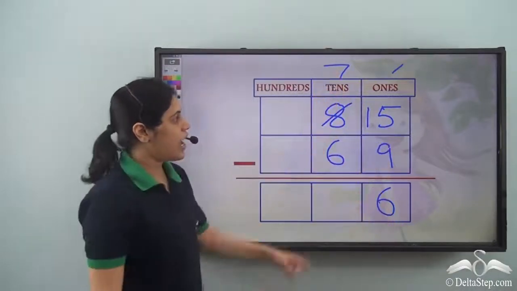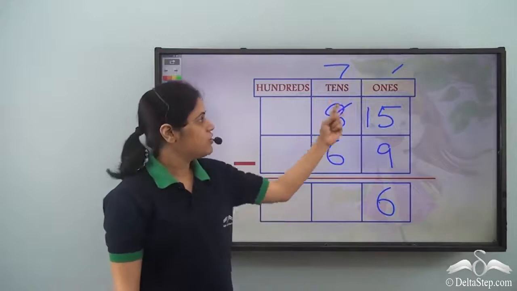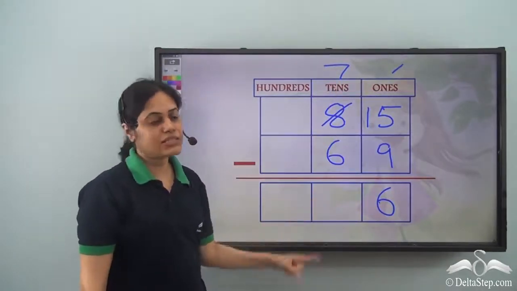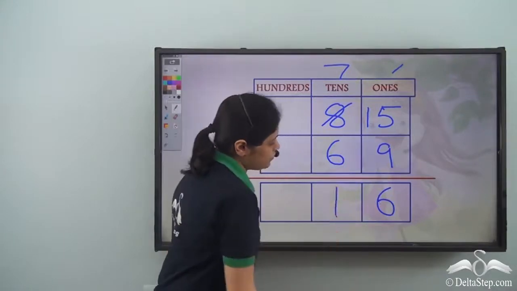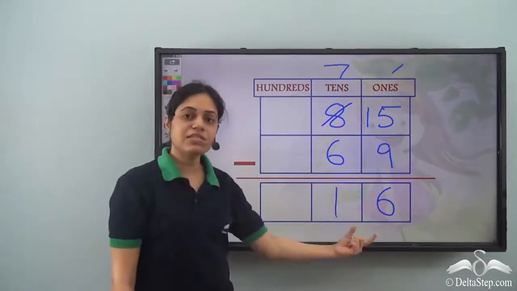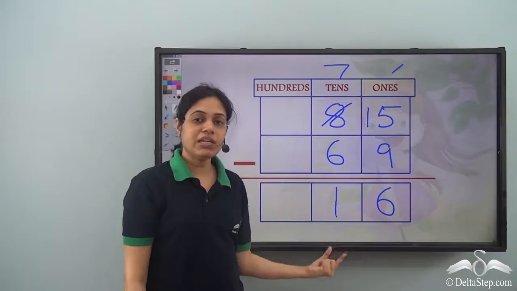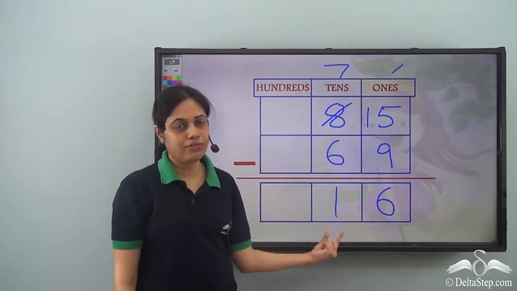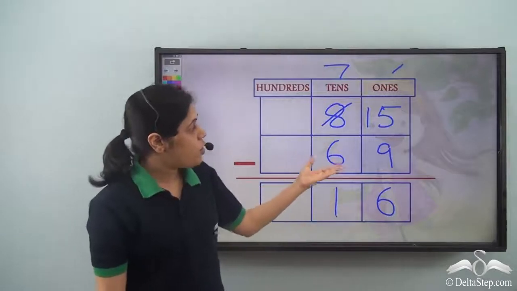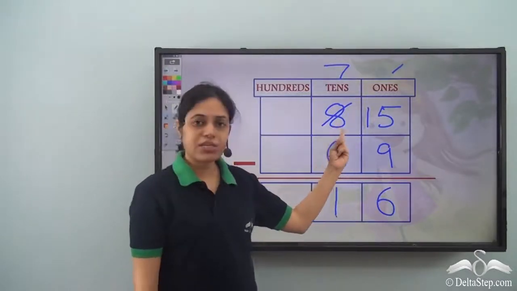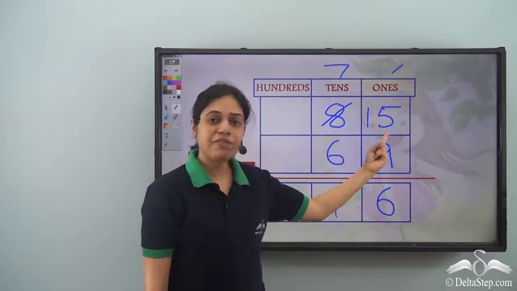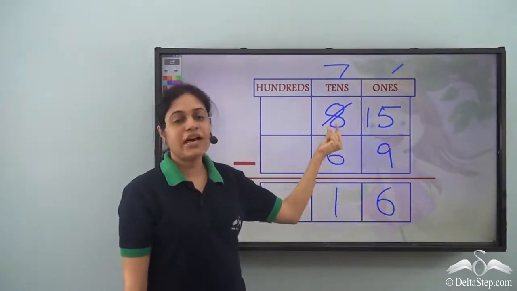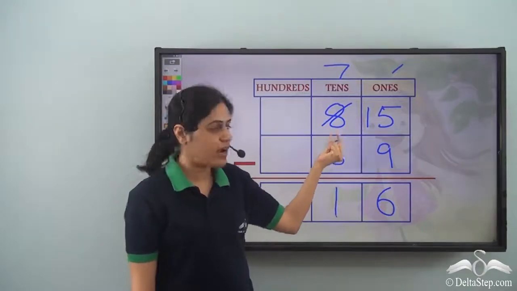And over here I have 7, not 8. So 7 minus 6 is 1. So the answer is 16. So Rohan needs 16 more points to cross level 1. Now always remember to decrease this by 1. When 5 is borrowing 1, you need to decrease this number, that is the tens digit, by 1.